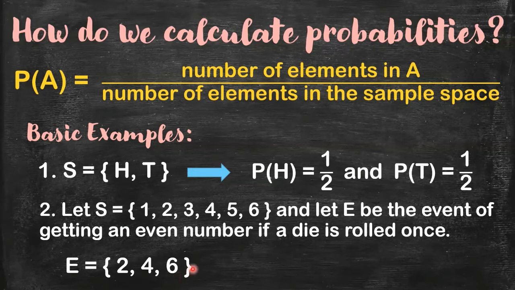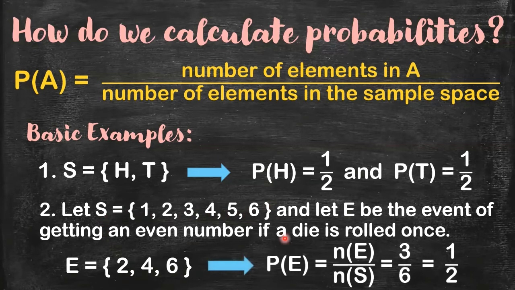Now, if I ask you to get the probability of E, all you have to do is to count the number of elements in E. So you have 3 divided by the number of elements in S. So we have this. N of E means the cardinality of set E, or this gives the number of elements in the set E, divided by the number of elements in the sample space.